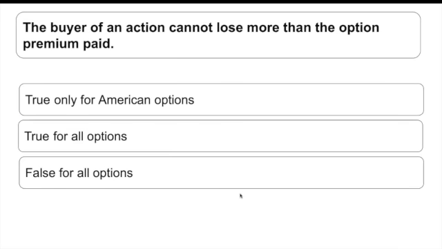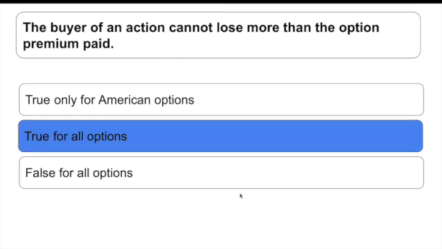Next question, the buyer of an option cannot lose more than the option premium paid. So of course, whenever you are going for buying any option, you are paying a premium upfront. So the maximum amount that you can lose will definitely be the premium amount itself. So that is true for all the options.